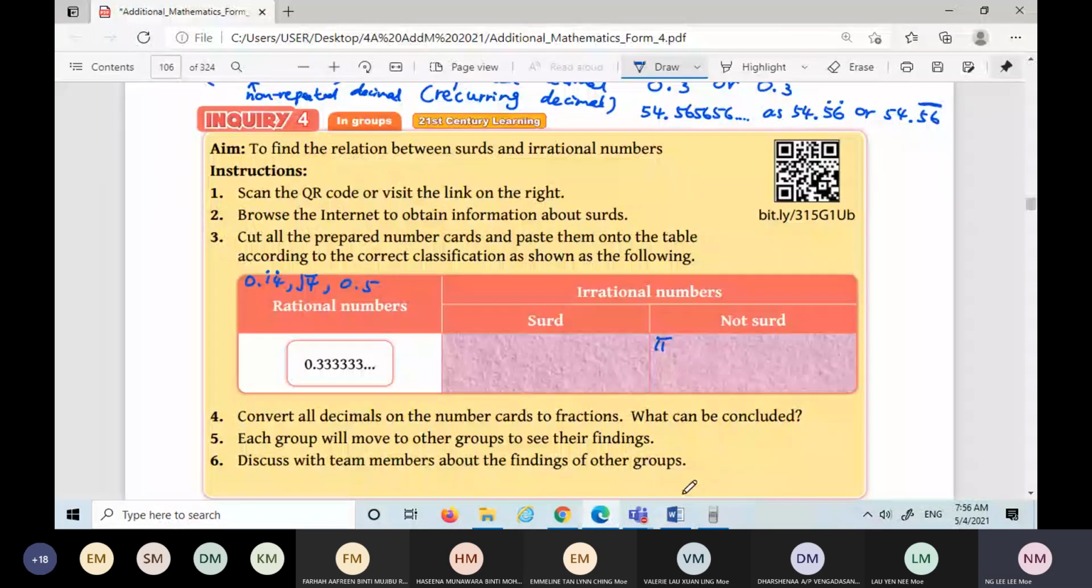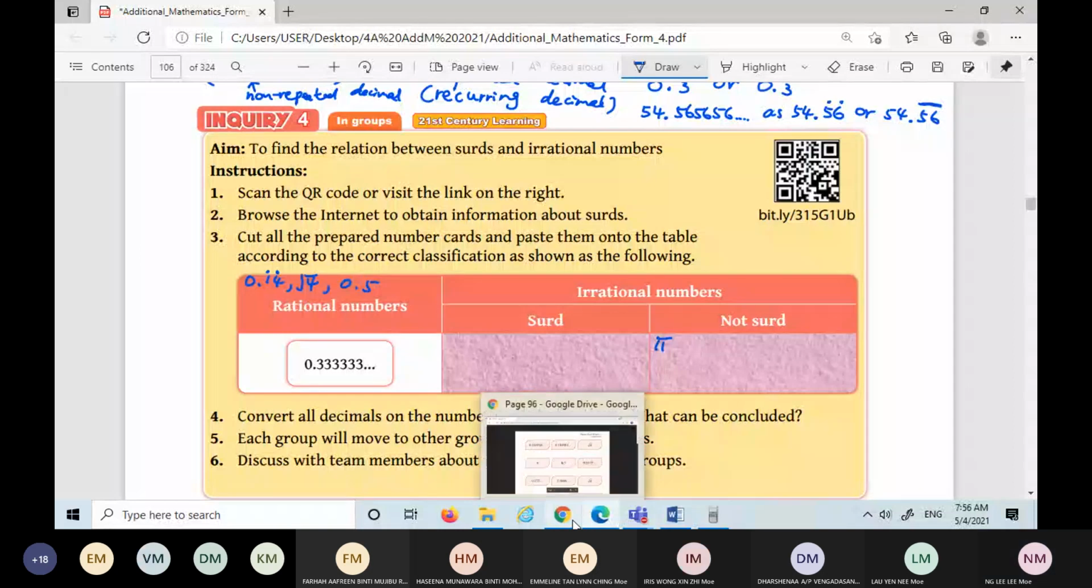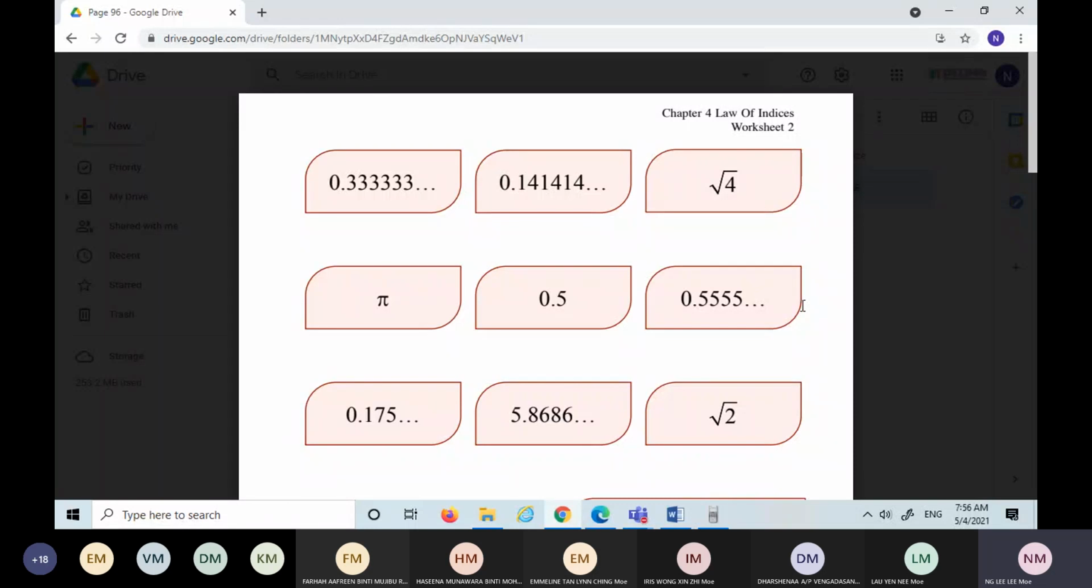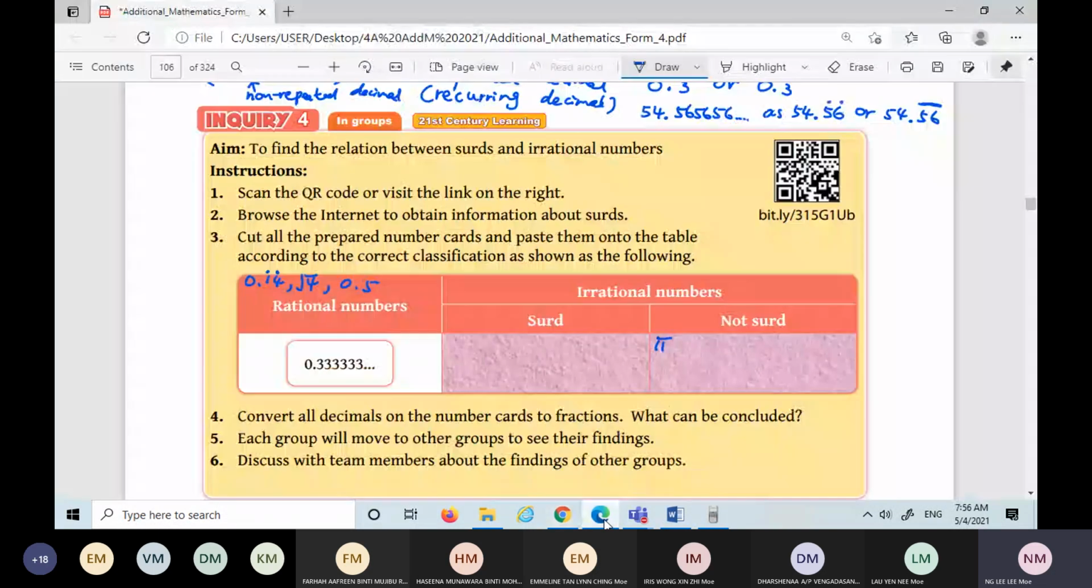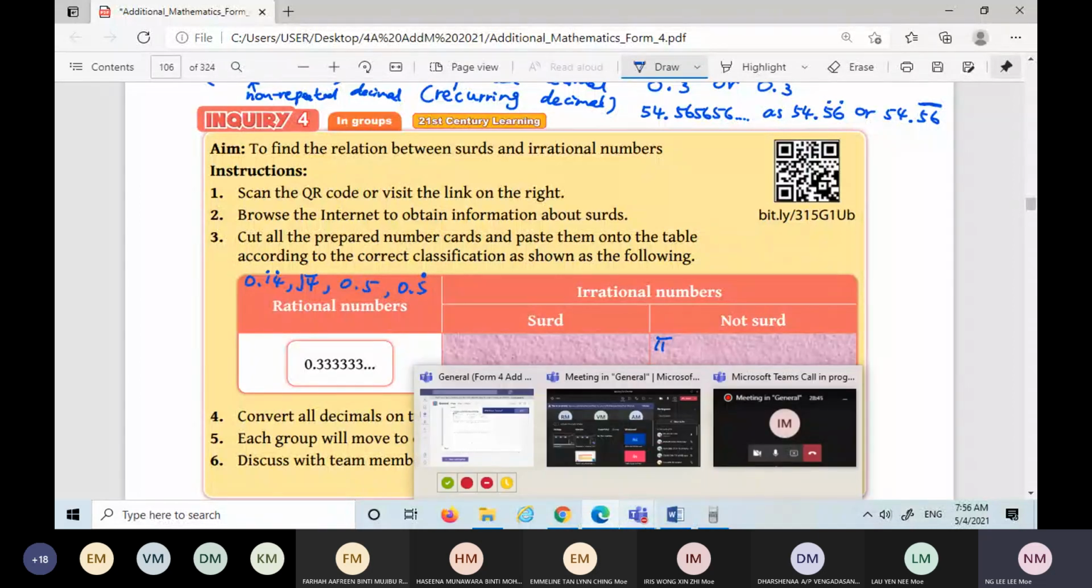Iris? Yes, teacher. Okay, how about 0.5555555? Repeat decimal. Rational number. Okay, rational number, very good. The other one is 0.5 with a dot on the top. Okay, then next.